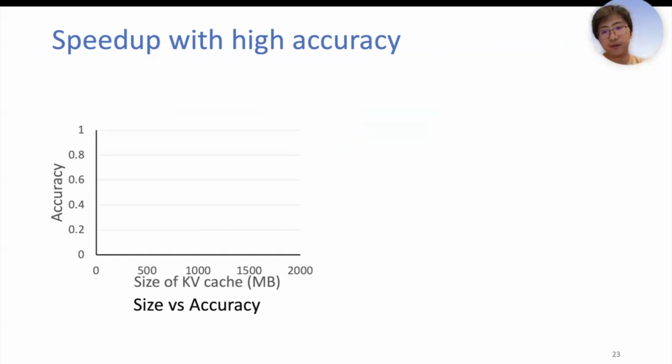In this graph, the x-axis is the size of the KV cache, and the y-axis is the accuracy. This is the quantization baseline of 8-bit, 4-bit, and 3-bit. And this is CacheGen. So when there is almost no accuracy drop, CacheGen saves 4.3 times the storage space.